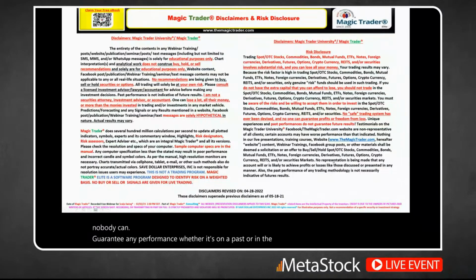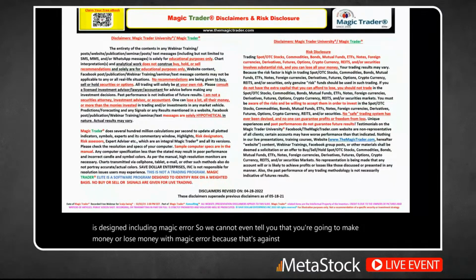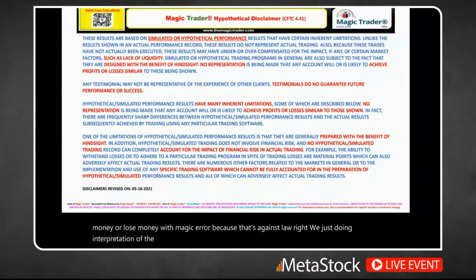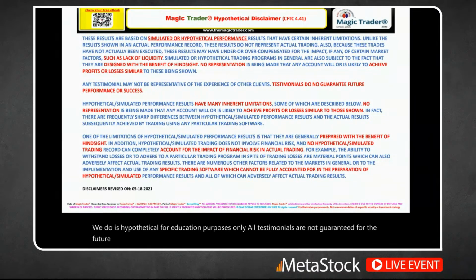And there is no safe system designed, including Magic Trader. So we cannot even tell you that you're going to make money or lose money with Magic Trader because that's against the law, right? We're just doing interpretation of the chart. So CFTC Rule 4.41 indicates that everything we do is hypothetical for education purpose only. All testimonials are not guaranteed for the future, and lack of liquidity does exist.